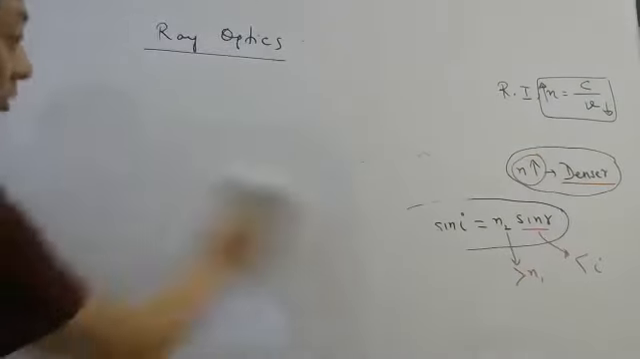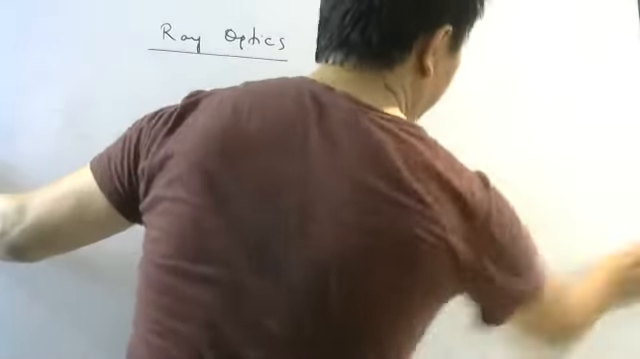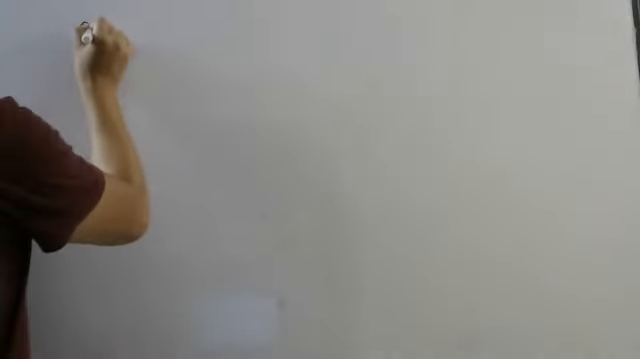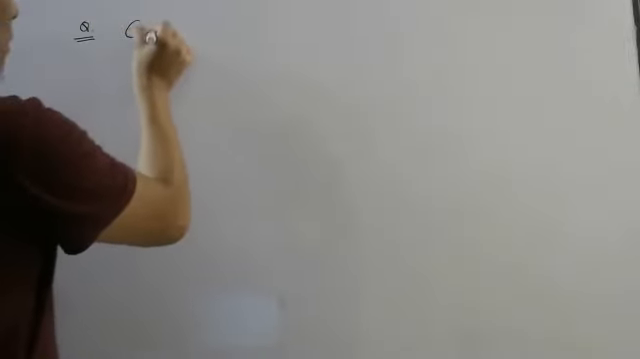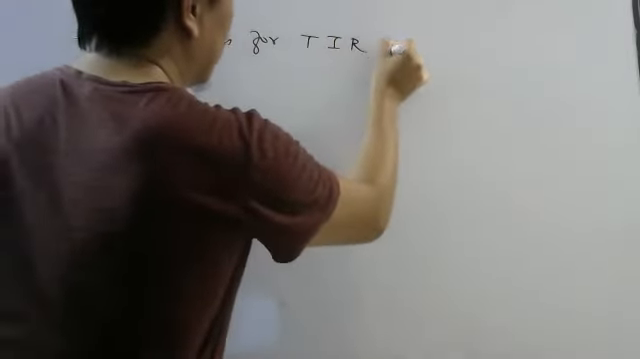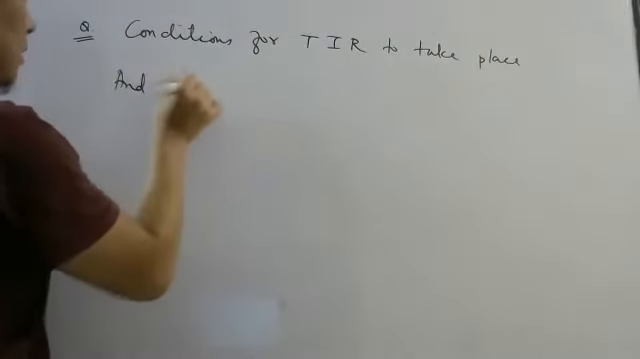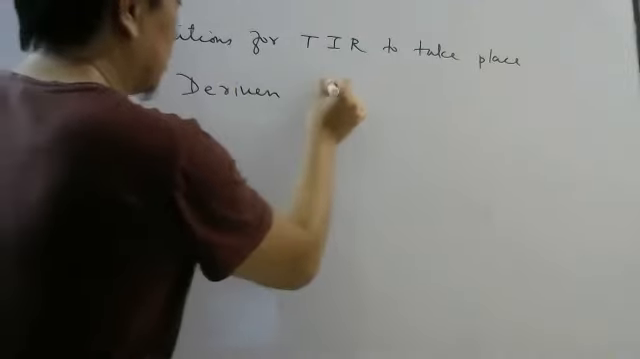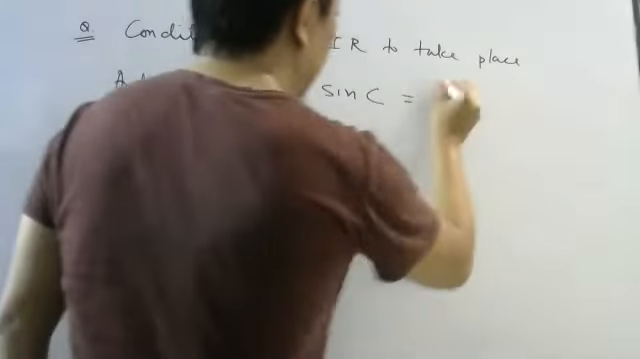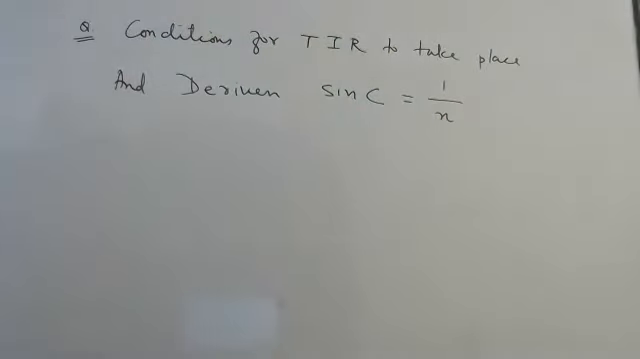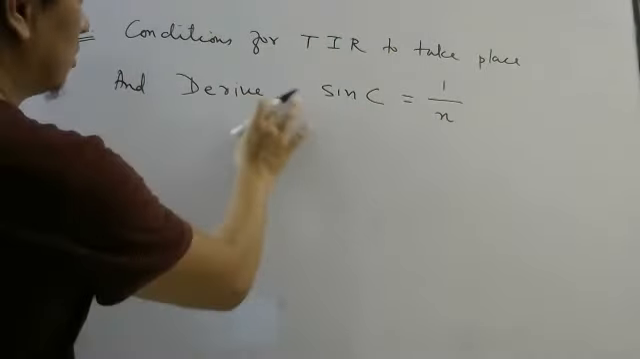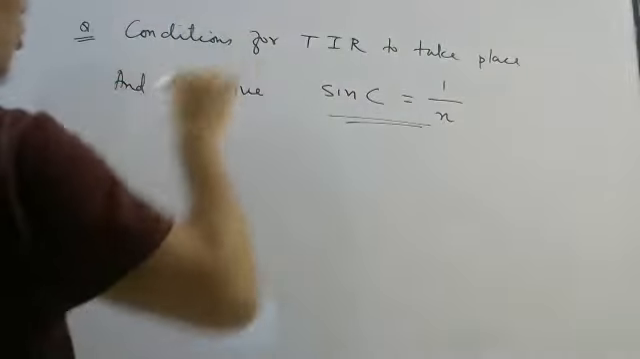Now, from exam point of view, what is very important for us? For exam point of view, what is very important for us is this question. Conditions for TIR to take place and derive sine of critical angle is 1 by refractive index. So they will ask you derive this formula, or for 2 marks they can ask you this question.